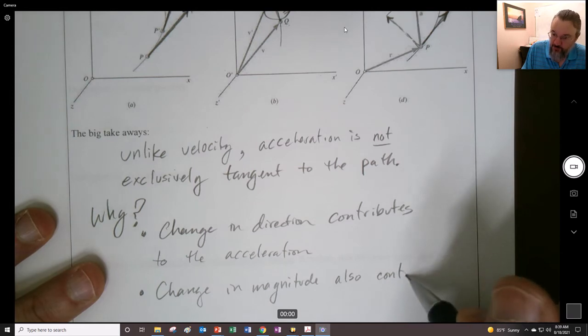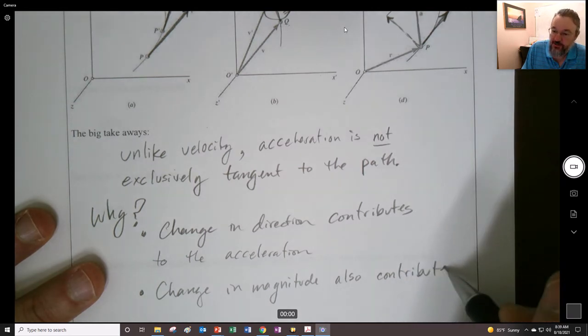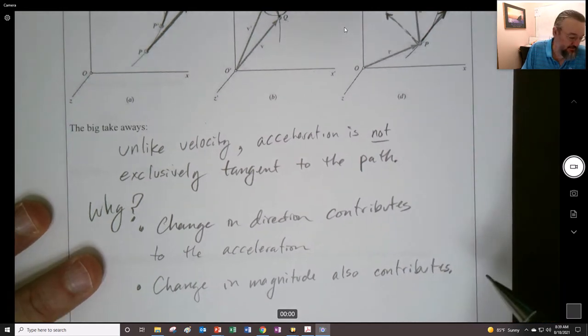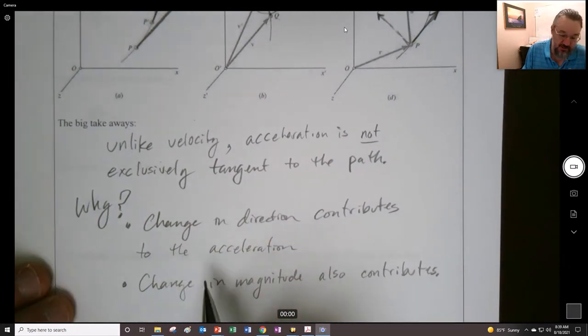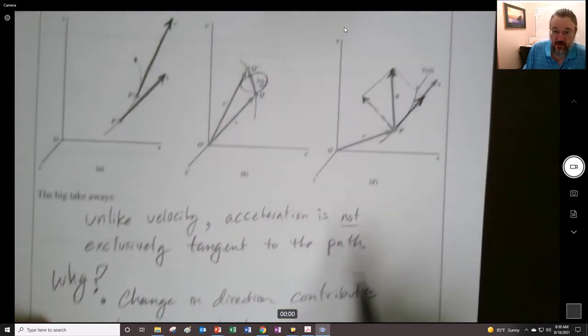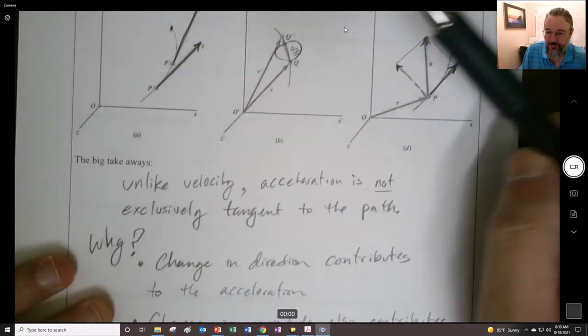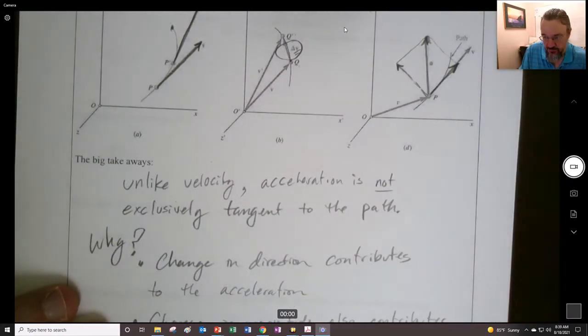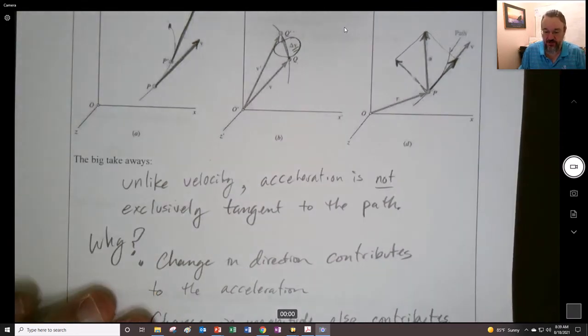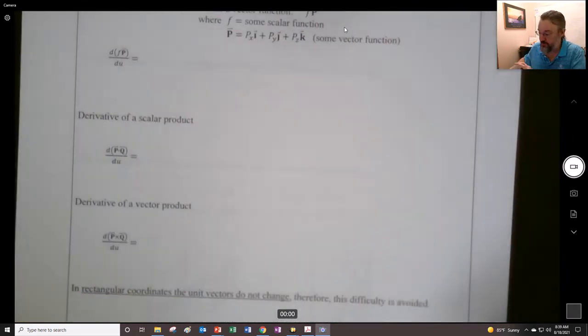I don't know if it's worth writing all these things out, but I do this in class sometimes. We're going to have more of this in the next class, but the big thing to understand is that acceleration is not exclusively tangent to the path, whereas velocity is always tangent to the path.